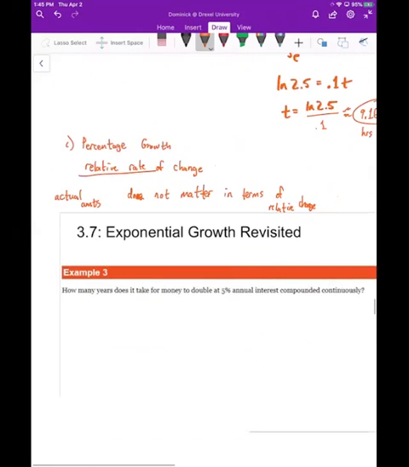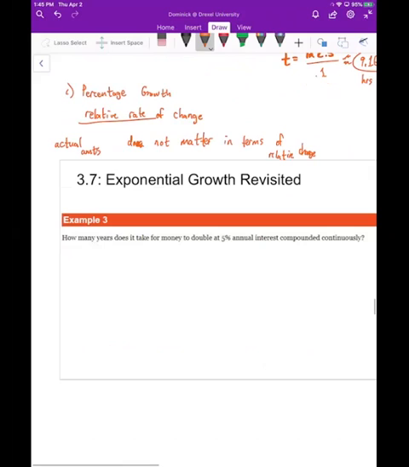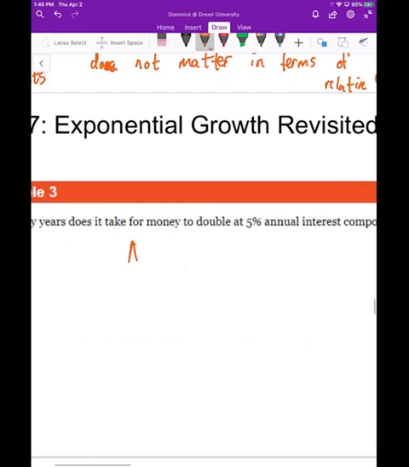Okay, now another interesting example is we want to know how many years does it take for money to double at 5% annual interest, compounded continuously. So compounded continuously means we're using A equals P times e to the RT. Now the problem is we're not given either of these two. We don't have an initial amount and we don't have an ending amount. And of course, we're given an interest rate of 0.05, but we're not even given a t value either, right? So we only have one out of our four variables.